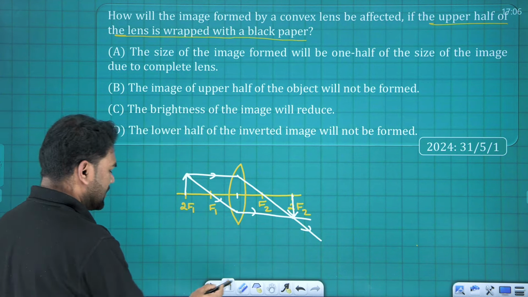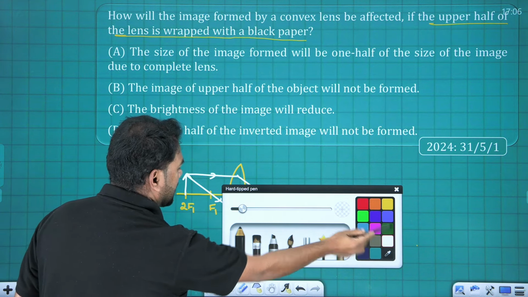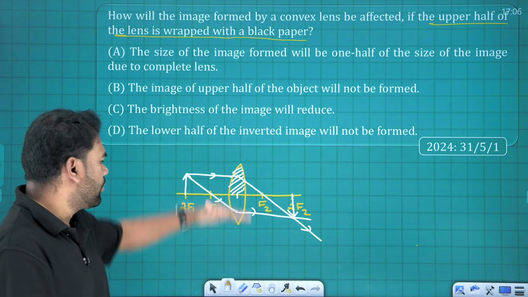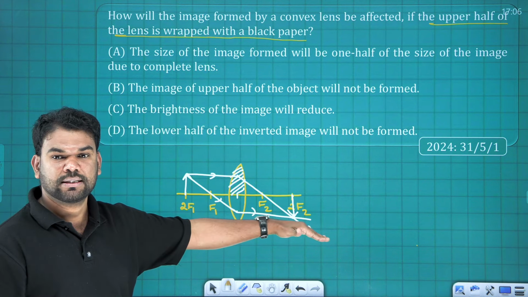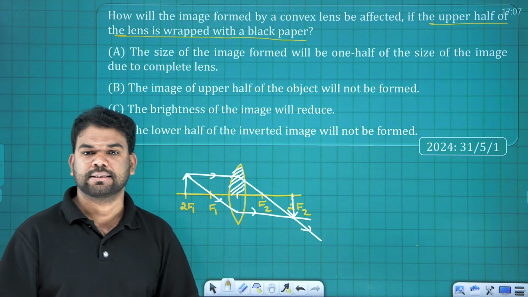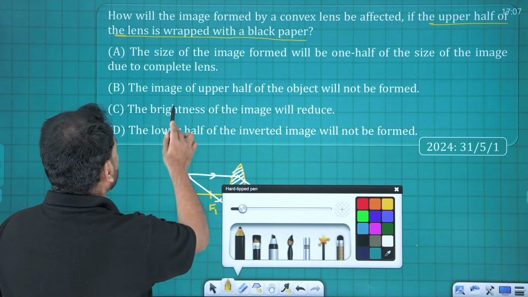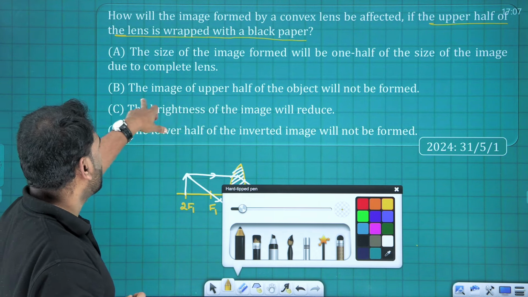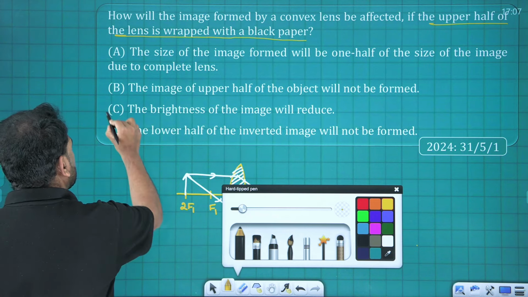But here the question is saying that the upper part of the convex lens is wrapped with a black paper. So let us consider this portion is covered with black paper. Only the upper half of the lens is covered, so light can easily pass through the lower part of the lens. So what will we get? We will get the image completely, but the brightness or intensity of the image will be reduced. So what will be our answer? You can see the options. The size of the image formed will be 1/2 of the size of the image due to the complete lens. No. The image of the upper half of the object will not be formed. That's also wrong. The brightness of the image will reduce.